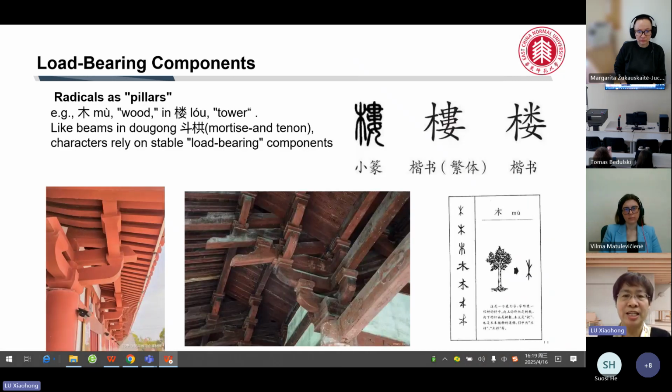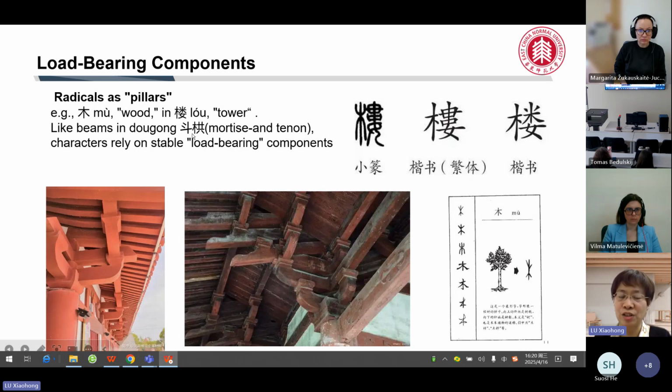And when we say Chinese characters are built like architecture, we can also see this concept from the load-bearing components. When you write, read, or learn Chinese characters, we know they are composed of many radicals. For example, like a pillar, we have the word mu. The mu in the word 楼, which we just mentioned, means multi-layered or multi-story building or tower. So this mu radical is like the pillar.